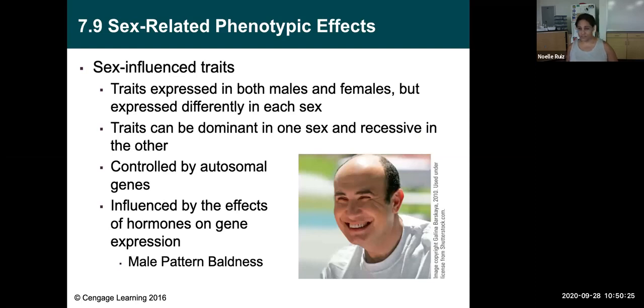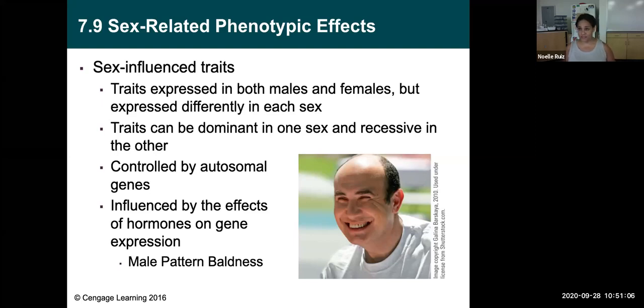There are also sex-influenced traits. These are traits expressed in both males and females, but expressed differently in each sex. They can be dominant in one sex and recessive in another. They're normally controlled by autosomal genes, so not the X and Y, everything else, all the other chromosomes. And they're influenced by the effects of hormones on gene expression. Like I said, each of your hormones in your body has to be expressed in a certain amount. If you have too many hormones, it could be one problem. If you have too little, it could be a completely different problem.